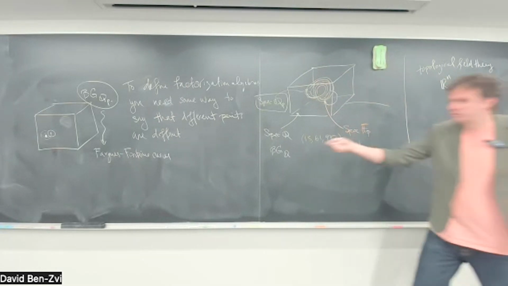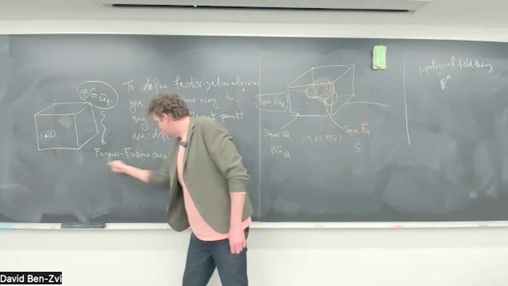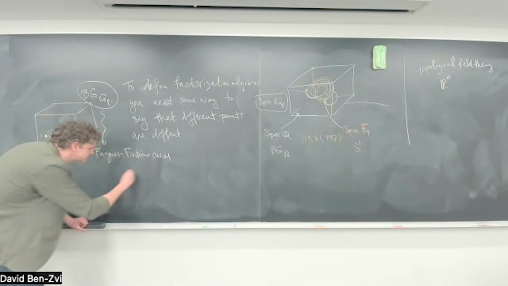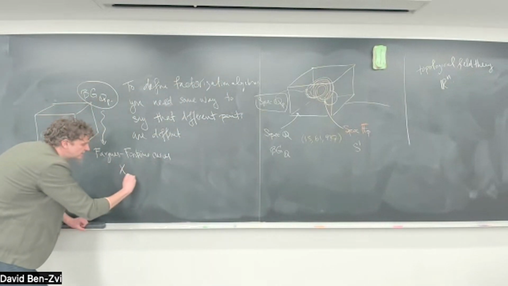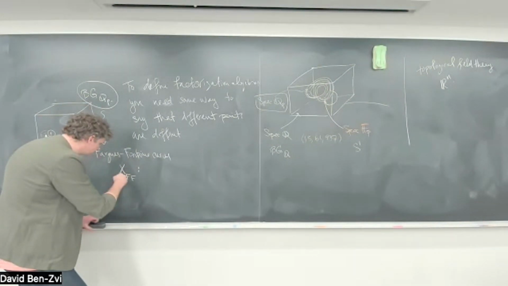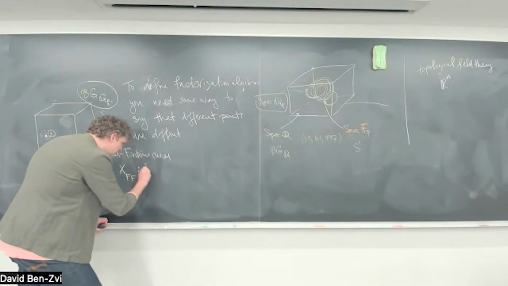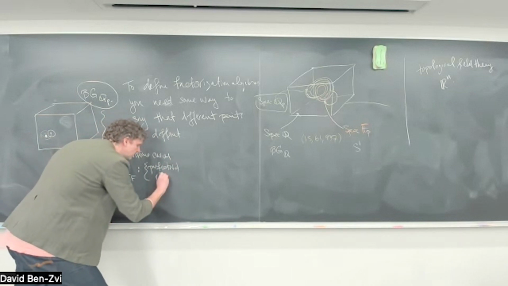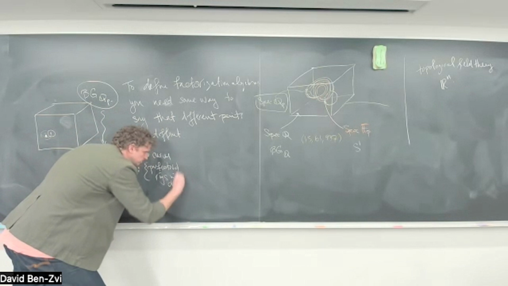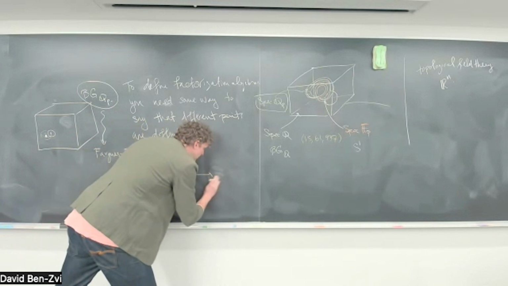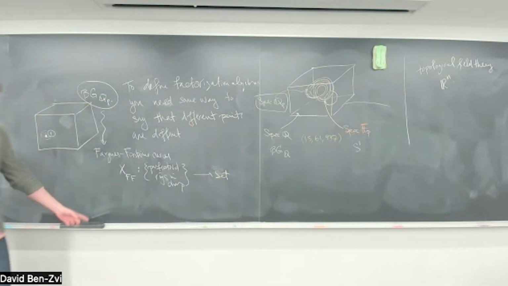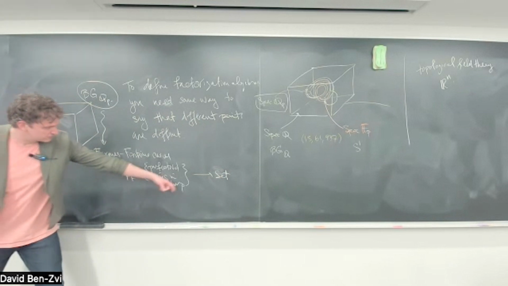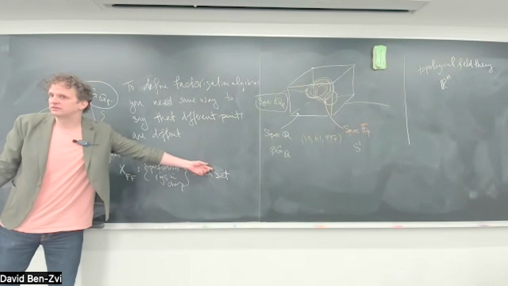And this thing has different points. In fact, let's think about how this thing exists. The way I like to think of it is as an assignment that takes perfectoid rings in characteristic p, and it spits out a set. And what you do is you take a perfectoid ring in characteristic p and you extract what are called the untilts.